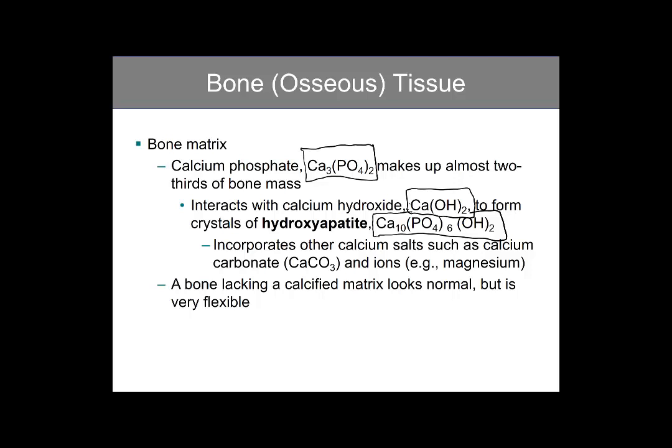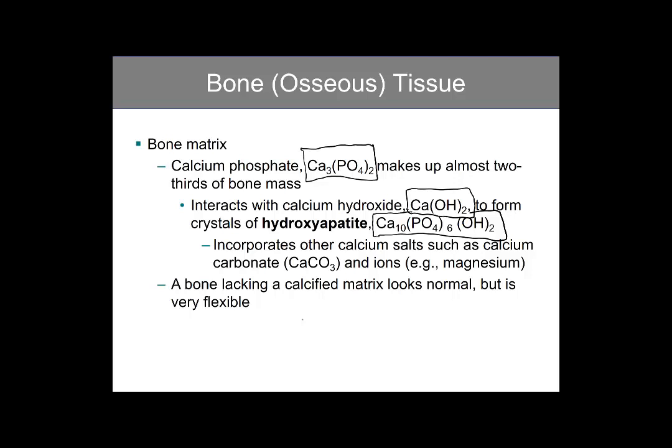Bones that lack calcified matrix look normal, but they're extremely flexible. We've already seen a pathological condition that leads to uncalcified bone, namely vitamin D deficiency. And of course, the resulting pathology, rickets, is just that. Without the calcium, bones are largely composed of collagen. And while collagen is strong, it does bend, it is flexible.